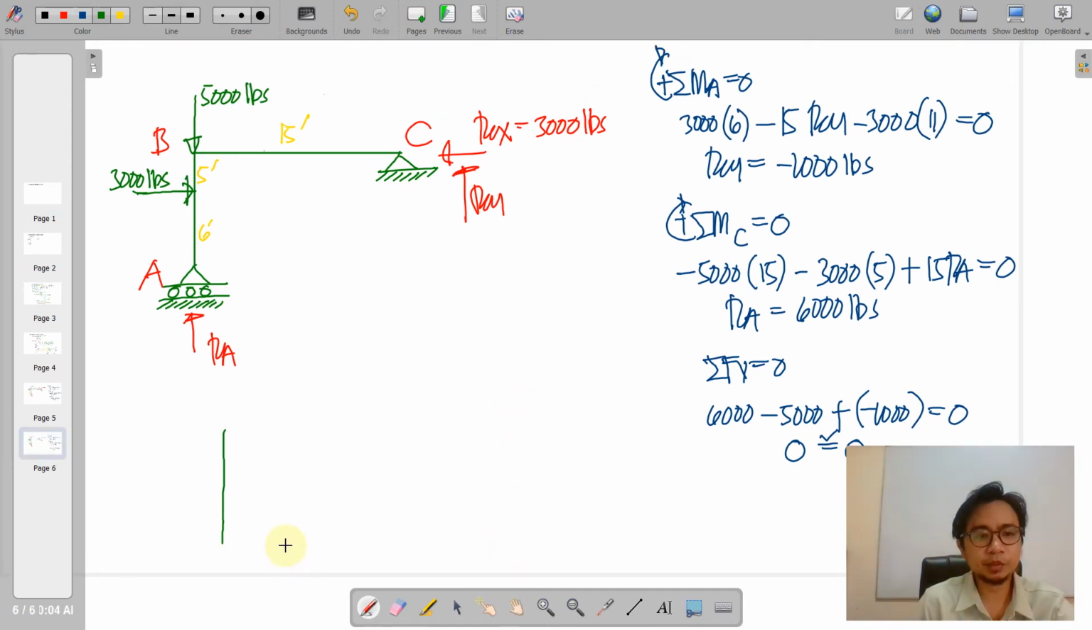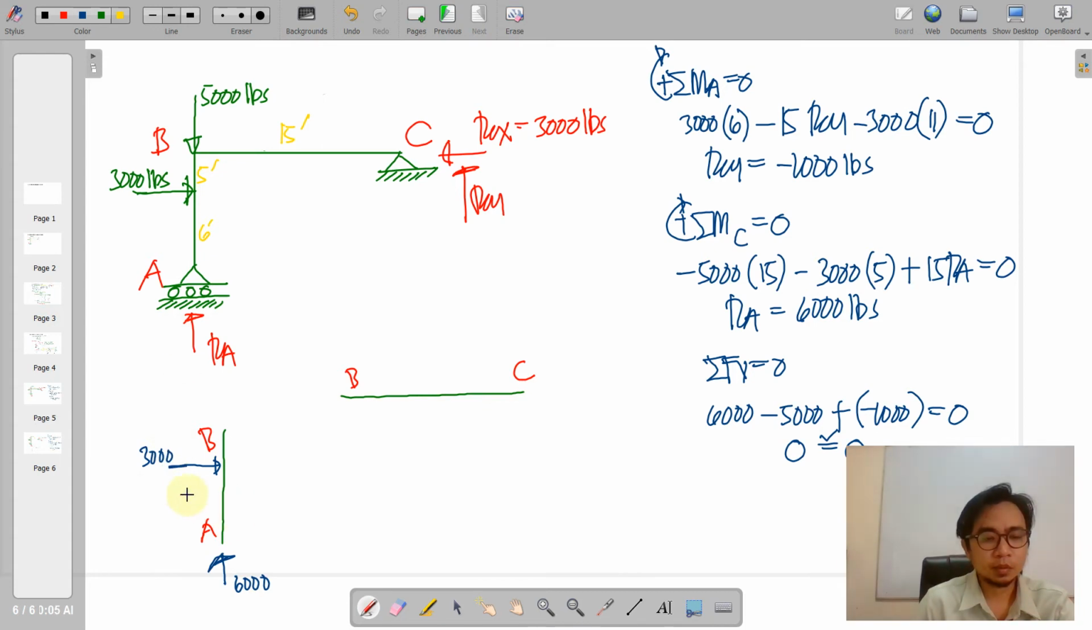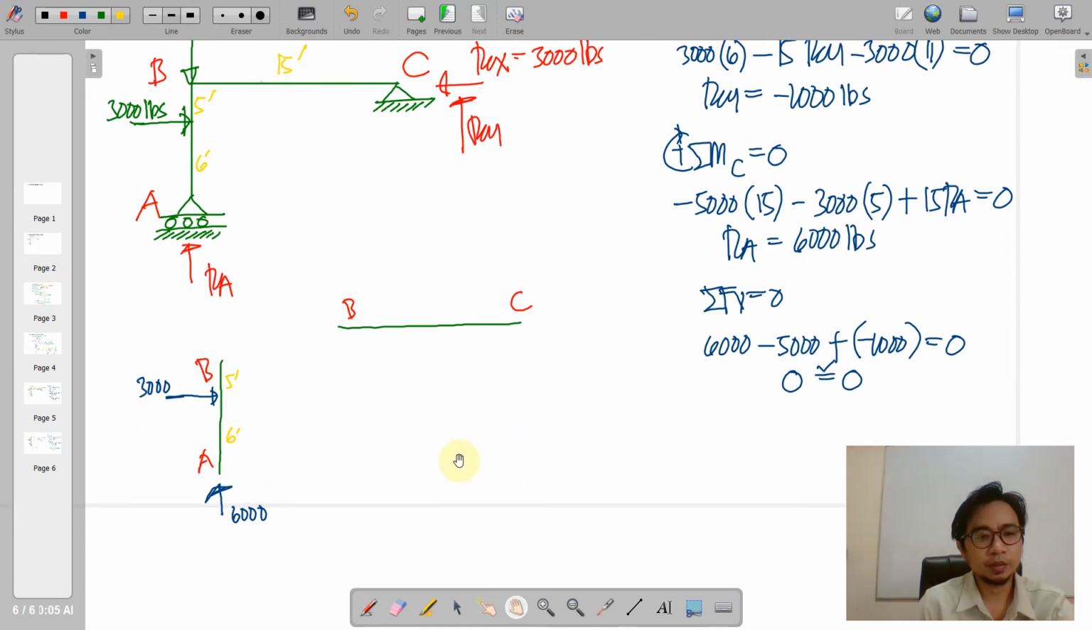So the first step is to unpin all the members. Of course, we only have two members, horizontal and vertical, members AB and members BC. We place the loadings. These are external loadings and the distance there. And of course, we are going to place here your internal loadings. So if we're going to cut this member, what will be the effect of these external loadings internally?